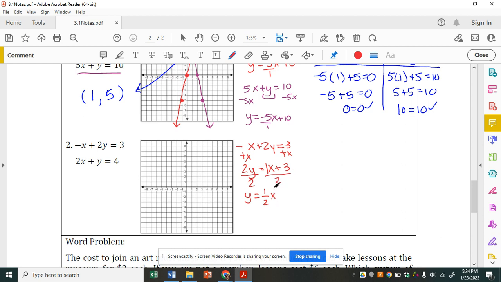And again, you can change 3 divided by 2, because it's not divisible by 2, to a decimal. You can change that to 1.5. So that's where I'm going to start. I'm going to put my point at 1.5 on my y-axis. And then with my slope being 1/2, I'm going to go up 1 and then to the right 2. And again, I'm doing this across the whole graph, so I'm not missing my point of intersection anywhere.